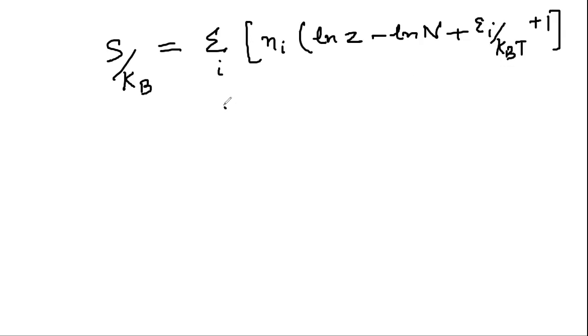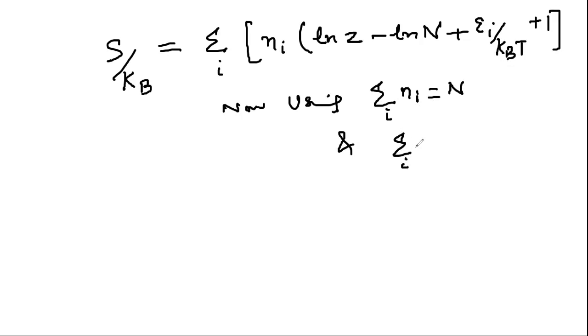Now, using summation I, Ni is capital N, total number of particles in the gas, and summation I, epsilon I Ni is U, the internal energy.